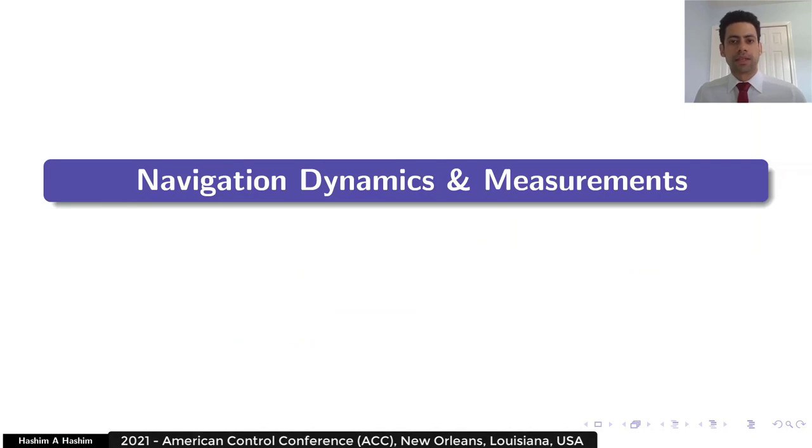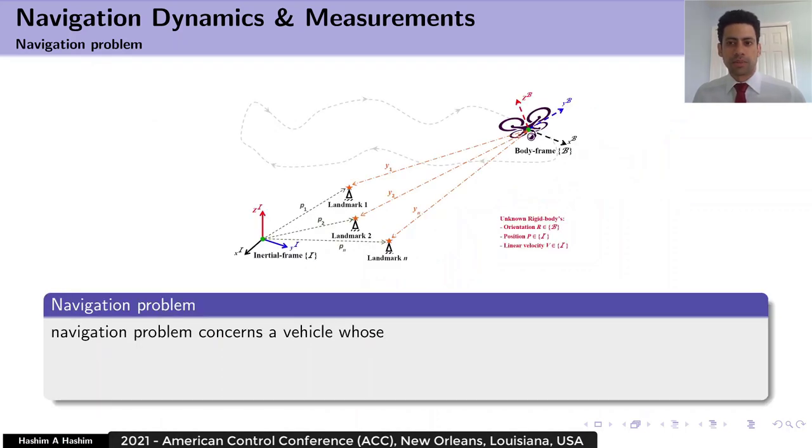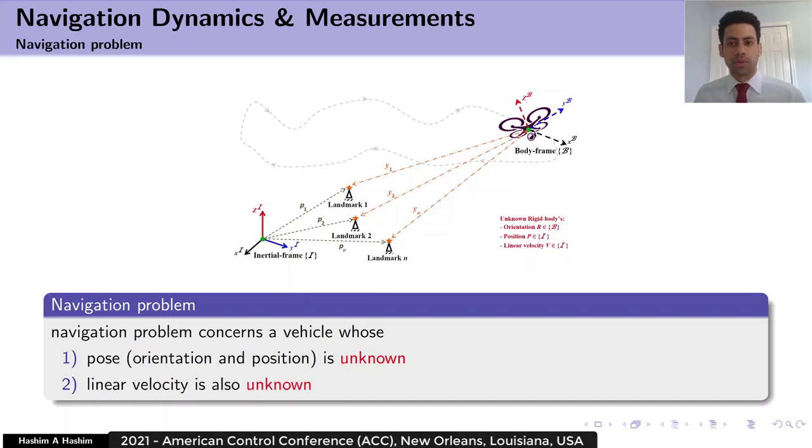Now let's go to navigation dynamics and the measurements. To better understand the navigation problem, let's turn to the figure on the slide. The goal of the navigation problem is to obtain the vehicle's orientation, position, and linear velocity in the moving frame with respect to a fixed inertial frame. When solving the navigation problem, the unknowns include 2 components, the orientation of the vehicle and the position of the vehicle, as well as the linear velocity of the vehicle. All these 3 elements are assumed to be unknown.